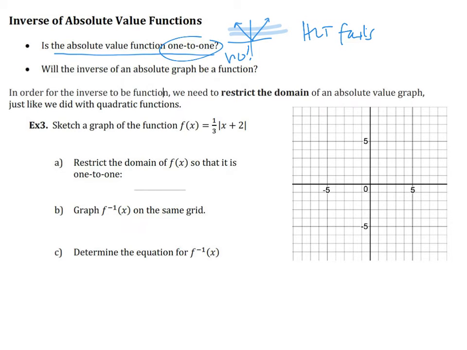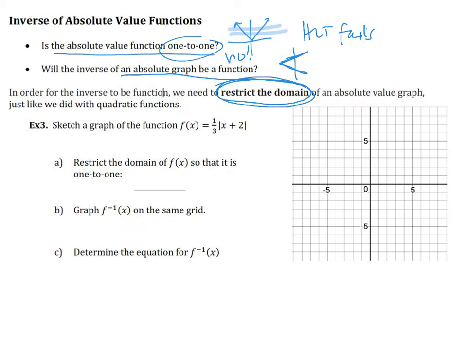So therefore, will the inverse of an absolute graph be a function? No, it would be a graph on its side. It would fail the vertical line test, therefore it's not a function unless we restrict the domain. So we did this earlier in the year when we studied quadratics. Now you're going to have another opportunity to try to understand that restricting the domain.